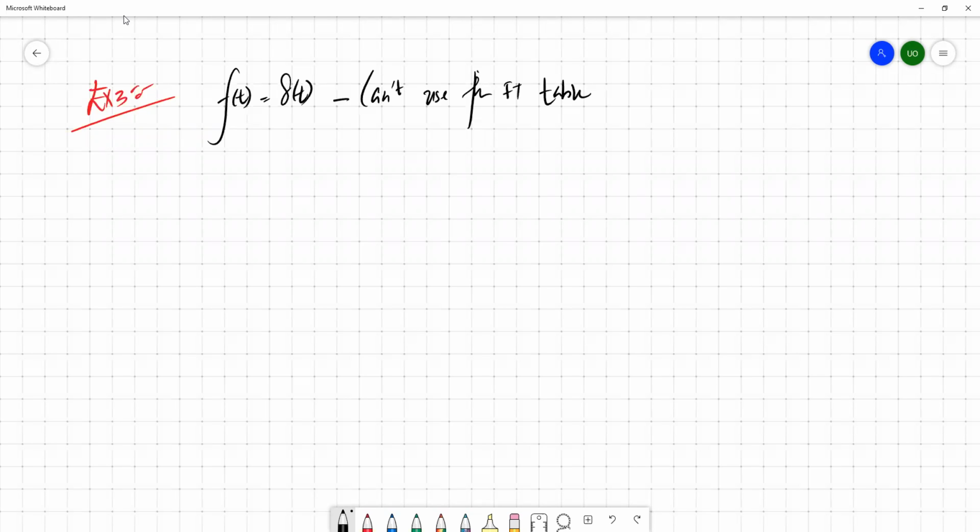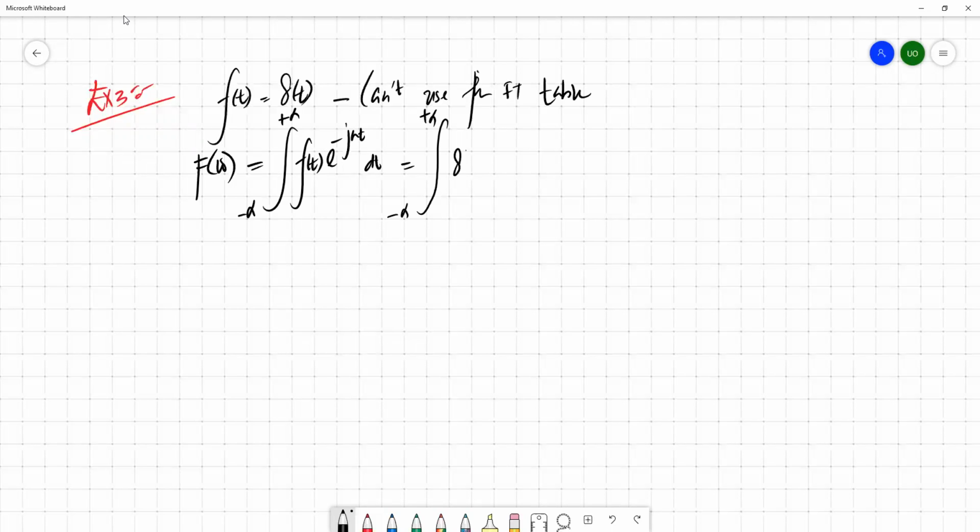So here we can easily apply the fundamental formula. The Fourier transform, I'll drop j for the time being, equals the integral from minus infinity to infinity of f(t) e to the power minus j omega t dt. This is the definition of the Fourier transform, so we will use this one. You plug in this f(t), so it becomes the integral of delta(t) e to the power minus j omega t dt. Then you can refer to the properties of the delta function.